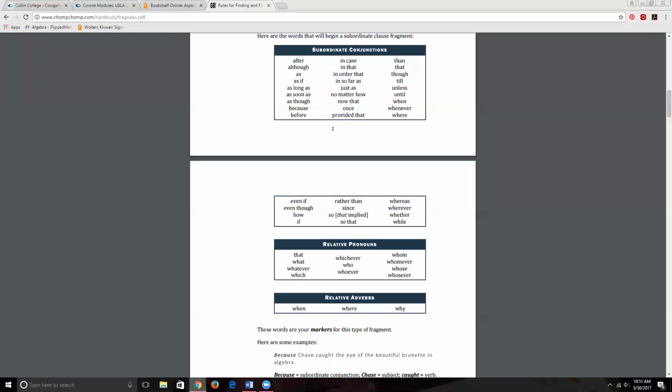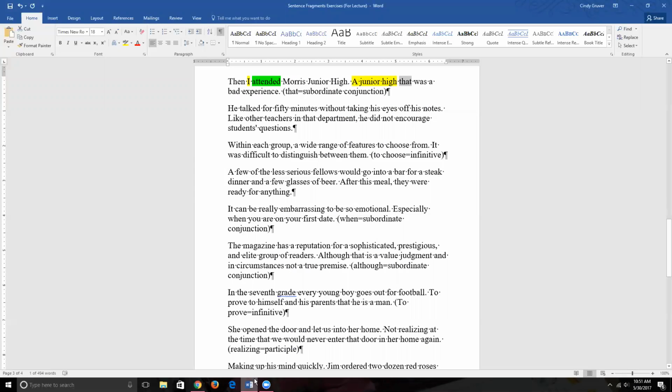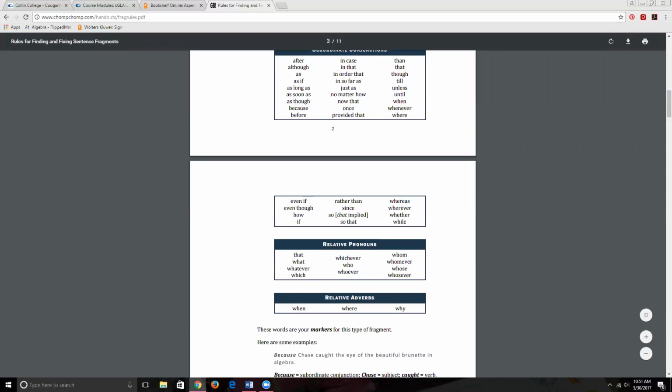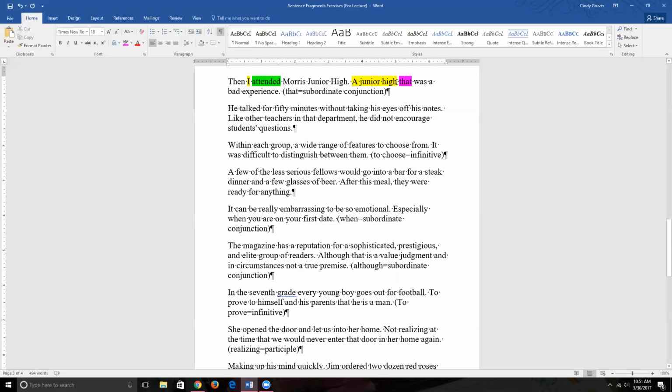So let's flip back and look. Actually, we'll label our words that potentially cause a problem. We'll put them in pink. Okay. So here we have that is a subordinate conjunction. A junior high that was a bad experience.